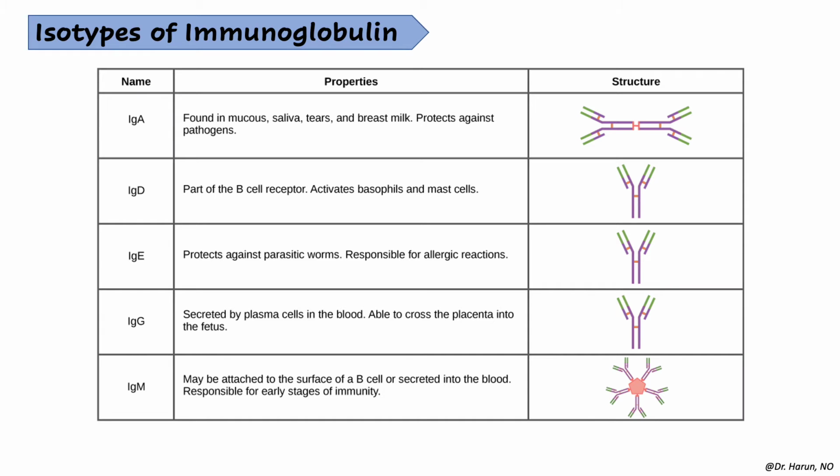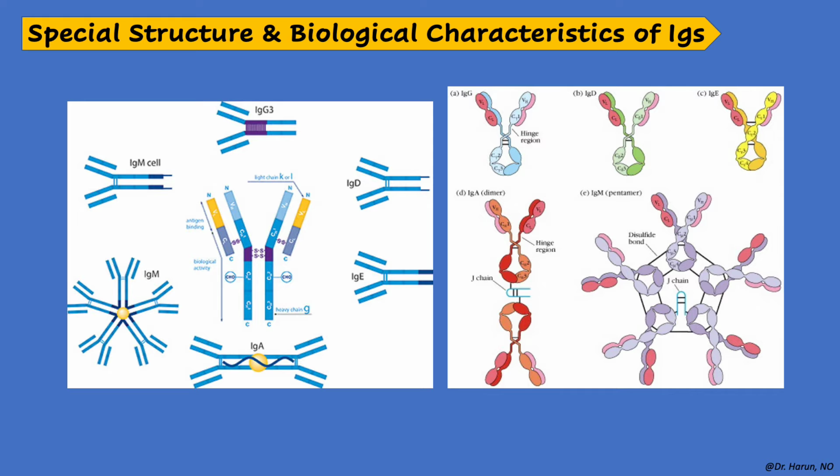Okay, this is the isotype of immunoglobulin. As I said, IgA, IgD, IgE, IgG and also IgM, and then also the properties, or where we can find each of them. And also this one is the special structure and biological characteristic of Ig.